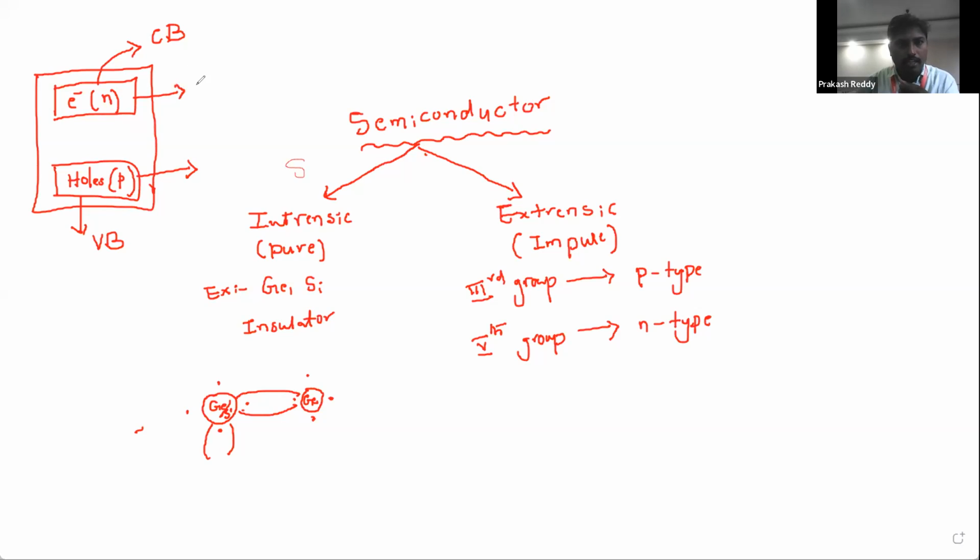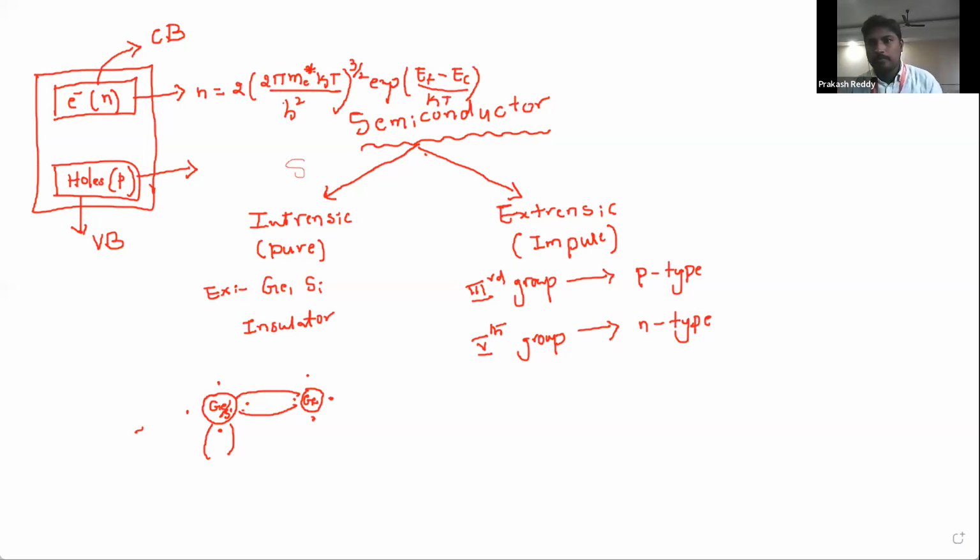So what is the equation for N? N equals 2 into (2 pi me star kT by h square) whole power 3 by 2, and exponential of (EF minus EC) by kT. So what is EF in the term?